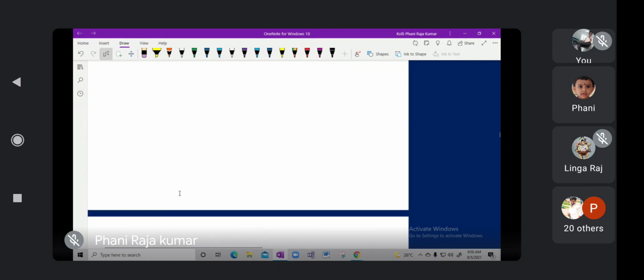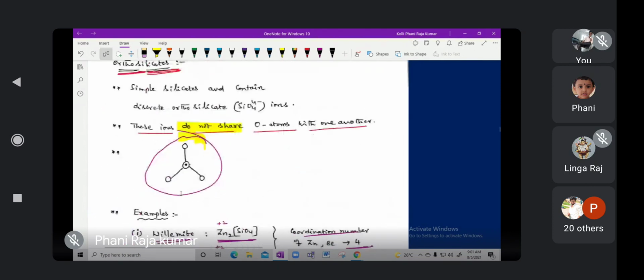These are the few points about orthosilicates. Orthosilicate means simple silicates containing a discrete unit. That is important. Discrete means no sharing of oxygen atoms between SiO4 4 minus units. In some other cases, sharing between two units is there. That's why I'm writing: these ions do not share oxygen atoms with one another.